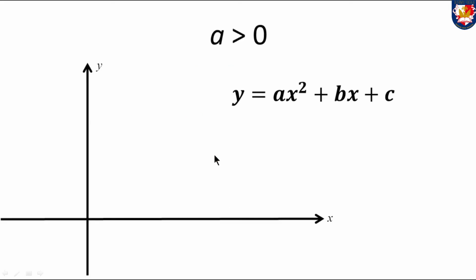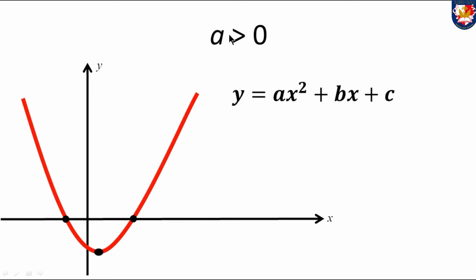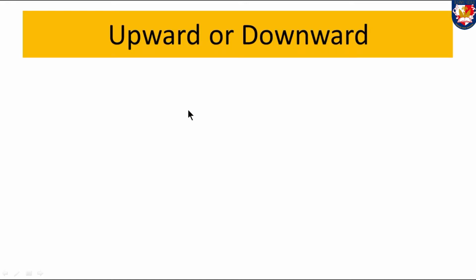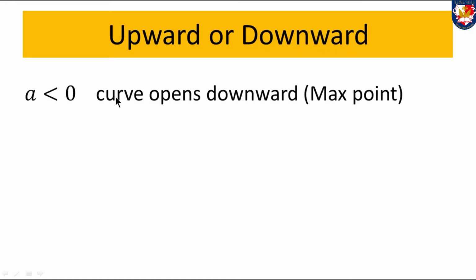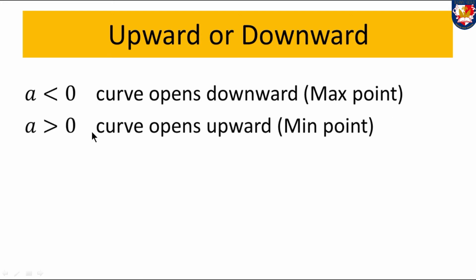If the value of a is greater than 0, that means a positive number, so the vertex in this graph becomes the minimum point and the curve opens upward. So this is the summary. If a is less than 0, the curve opens downward and the vertex becomes the maximum point. If a is greater than 0, the curve opens upward and the vertex becomes the minimum point.